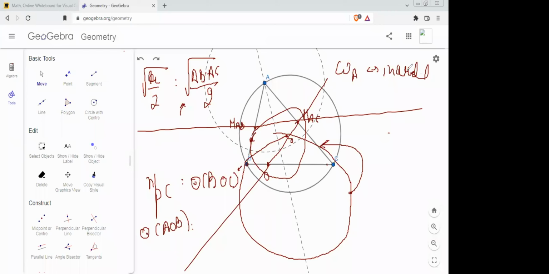Okay, we are done with the types of inversion. Wait, it would just be the excircle. No, okay. The excircle is in root BC, right? It should be the excircle or the incircle. It can't be anything else.